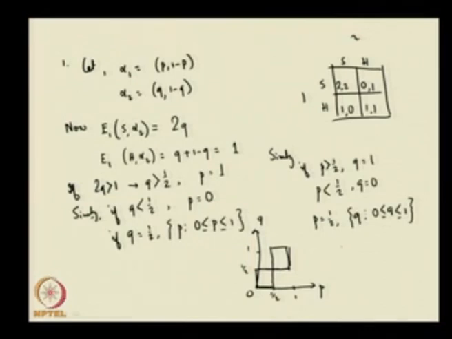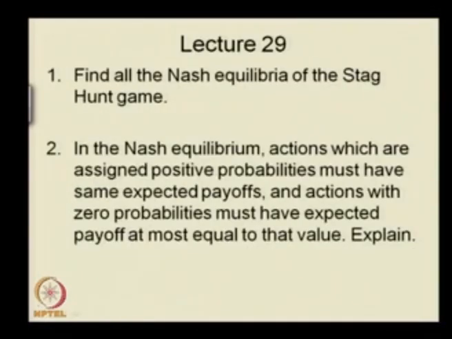So, there are 3 Nash equilibria. And the probabilities attached to p and q are the following: 0, 0; half, half; 1, 1. In the Nash equilibrium, actions which are assigned positive probabilities must have the same expected payoffs, and actions with 0 probabilities must have expected payoff at most equal to that value, as explained.